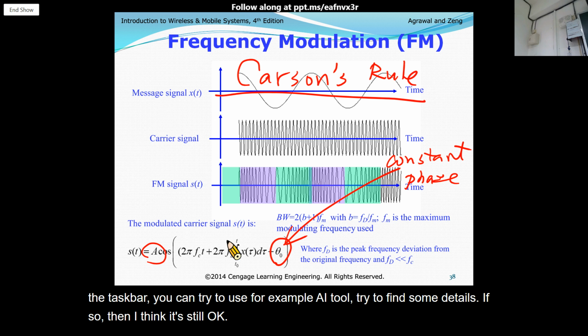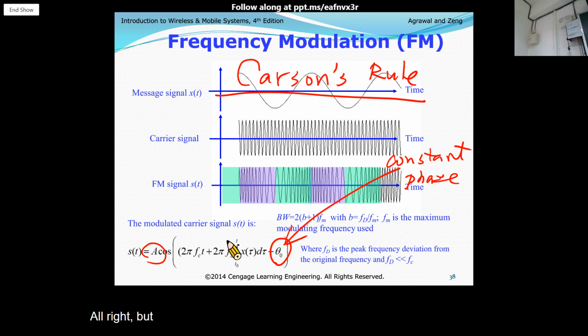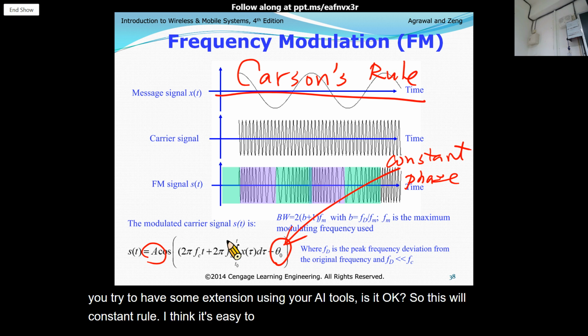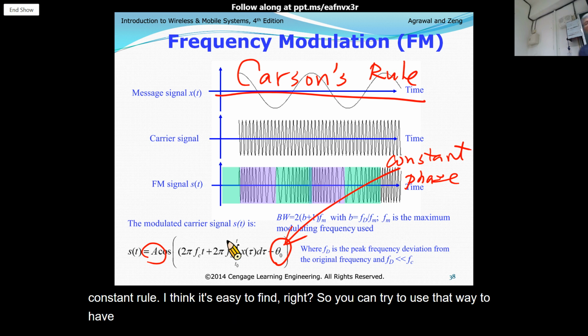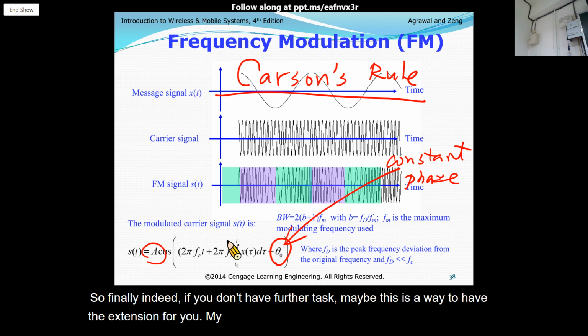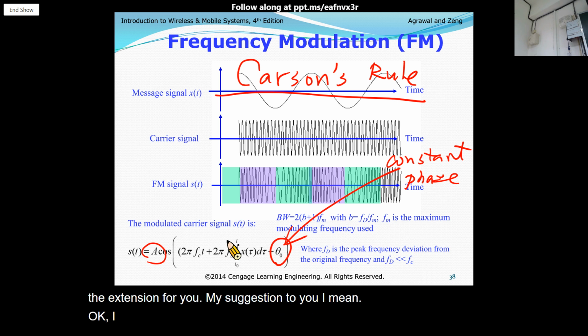But sometimes if we have some mathematical description, then the same, you try to have some extension using your AI tools. Is it okay? So at least for Carson's rule, I think it's easy to find, right? So you can try to use that way to have the results. So finally, if you don't have the textbook, maybe this is a way to have the extension for you. My suggestion: okay, I don't have the textbook, I just have the slides. Can you have the possible content?